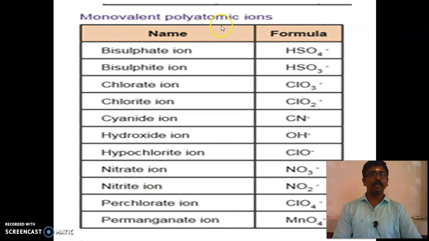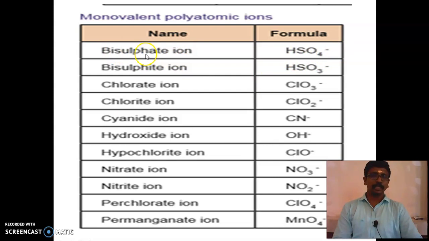Monovalent polyatomic. Poly indicates many atoms. So, monovalent polyatomic anions. The first example is the bisulfate ion. When a charge is present, the name has to end with "ion". Ion indicates the charge.